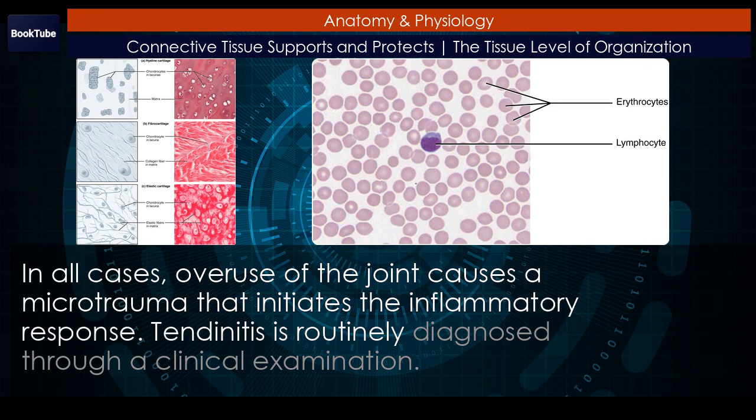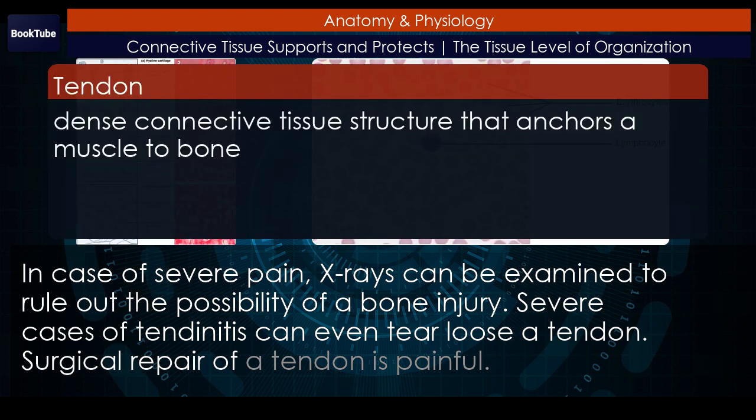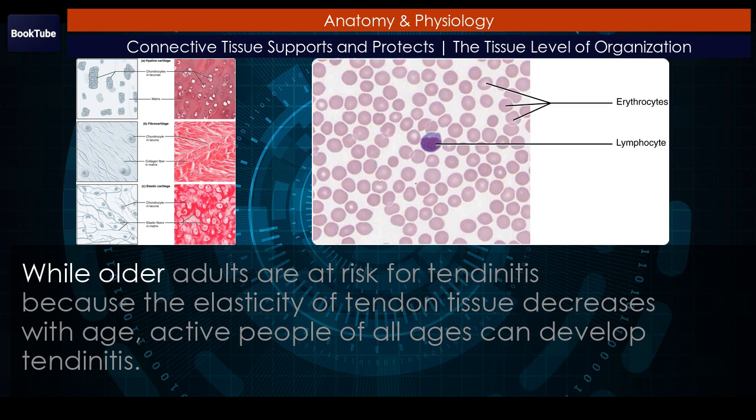Tendinitis is routinely diagnosed through a clinical examination. In case of severe pain, X-rays can be examined to rule out the possibility of a bone injury. Severe cases of tendinitis can even tear loose a tendon. Surgical repair of a tendon is painful. Connective tissue in the tendon does not have abundant blood supply and heals slowly, while older adults are at risk for tendinitis because the elasticity of tendon tissue decreases with age.